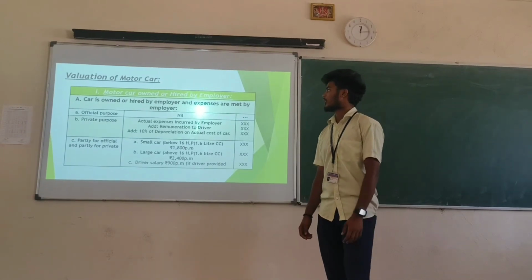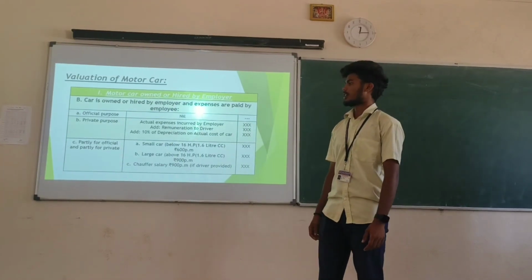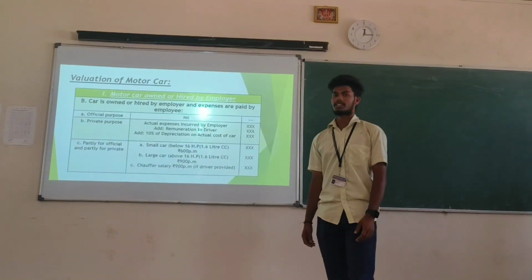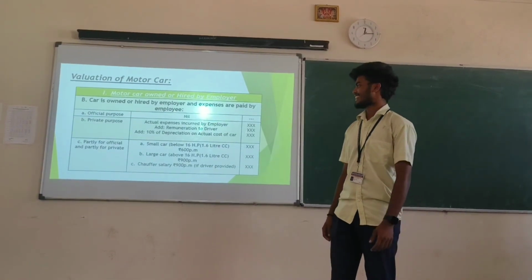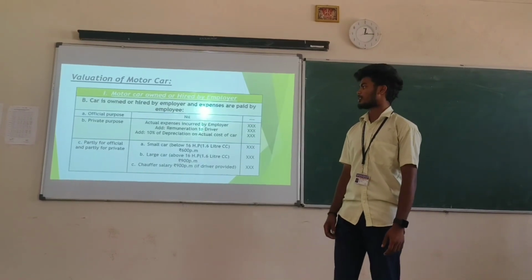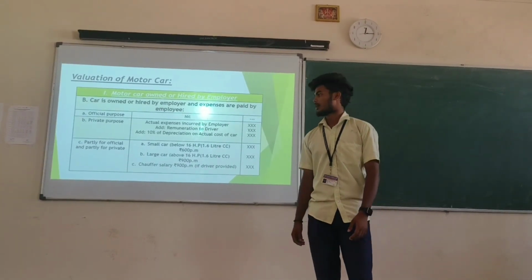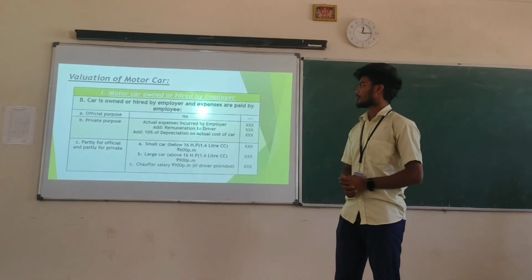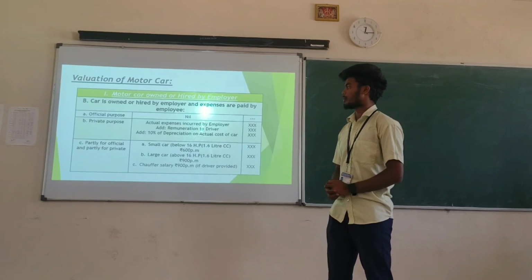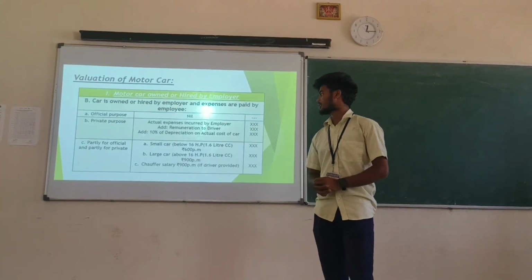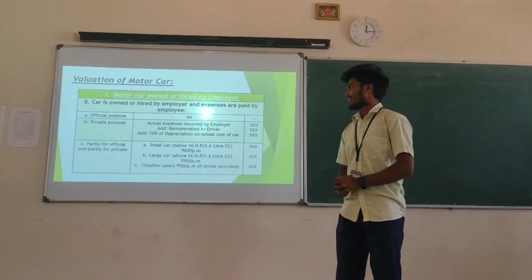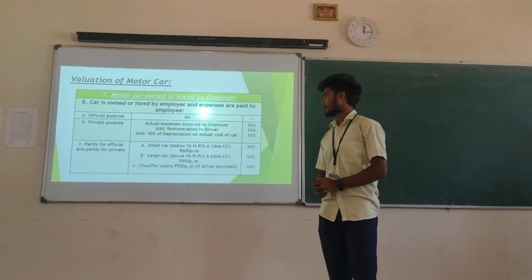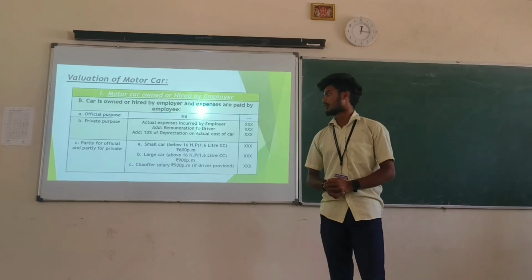Motor car owned or hired by the employee. Case B: car is owned by the employee and expenses are paid by the employee. There are 3 points. First, official purpose. Second, private purpose. Third, partly for official and partly for private. First one, official purpose: there is nil. B, private purpose: there is the actual expense incurred by the employee, and then add remuneration to the driver, and then add 10% depreciation on the actual cost of the car.